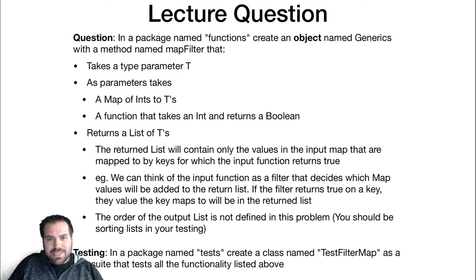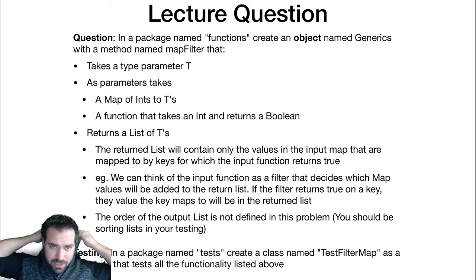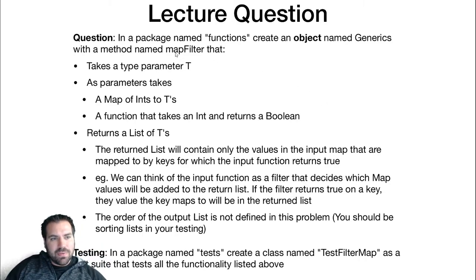So our lecture question today: in a package named functions, write an object named generics with a method named mapFilter, which takes a type parameter. We'll learn about that near the end of today's lecture, and I want to make sure I get to it. It takes a map of ints to T's, so a map where the types are ints and T's, and a function that takes an int and returns a boolean.